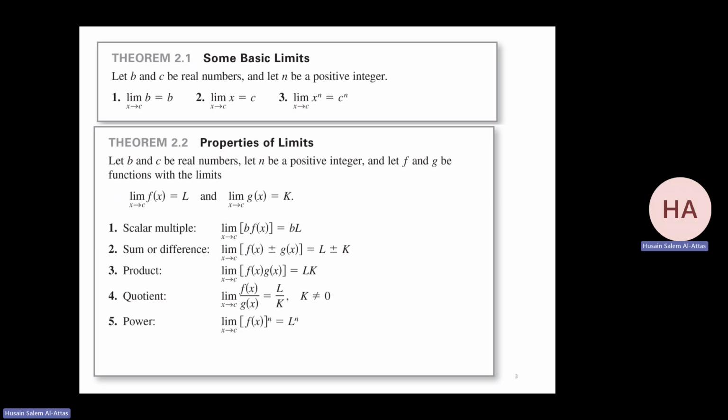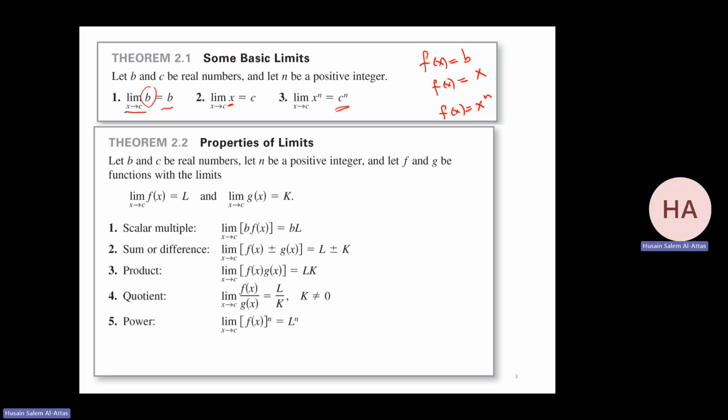These are the main theorems. What we have for the functions: for a constant function, the limit, just substitute. Since it's b, the result will be b for any x going to c. For the function x, you also just substitute, so it will be c. For the function x to the power n, you just substitute, so you get c to the power n.